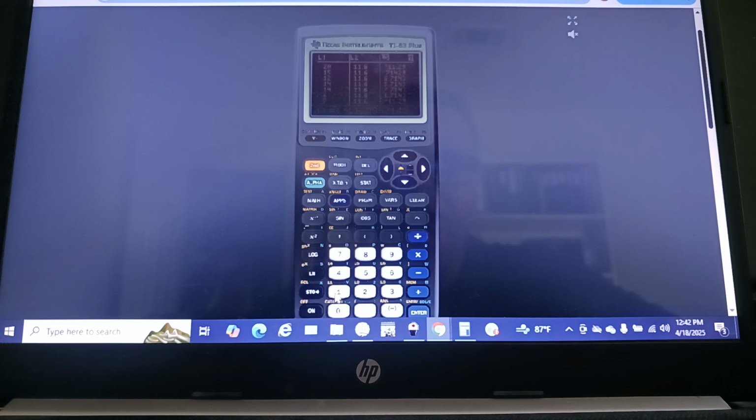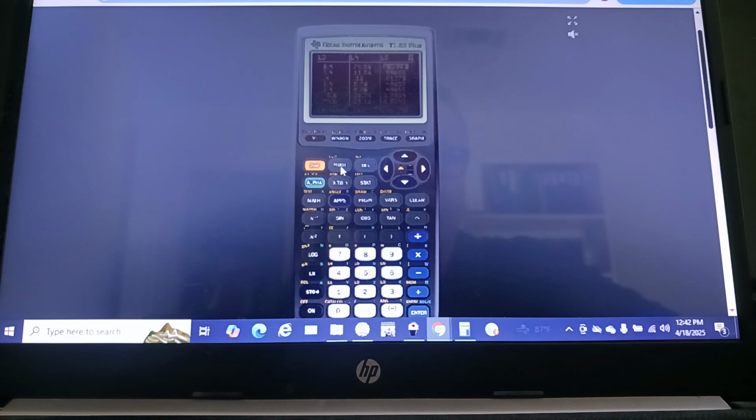L3 is always L1 minus L2. L4 is always L3 squared. And L5 is always L4 divided by L2. And if I sum up L5, that's the test statistic.